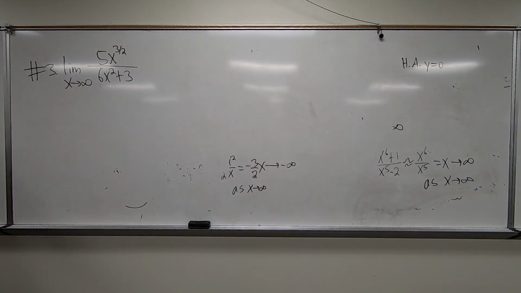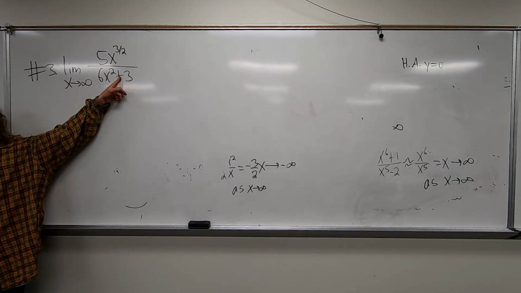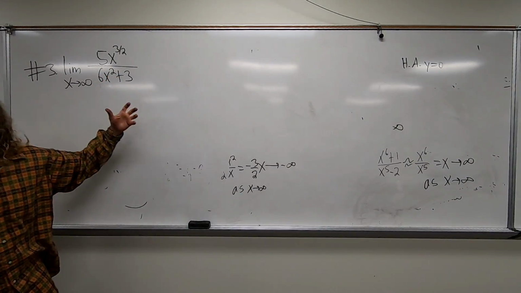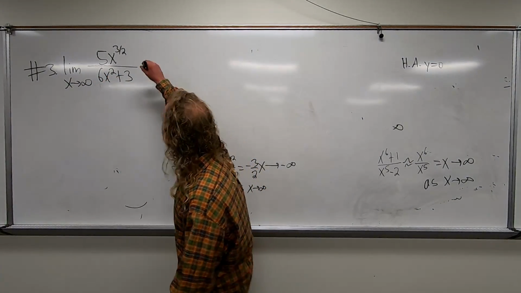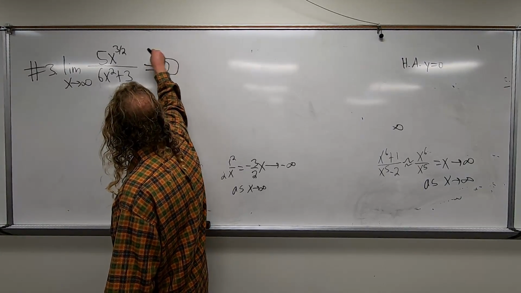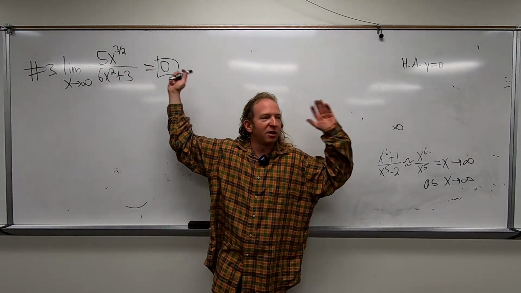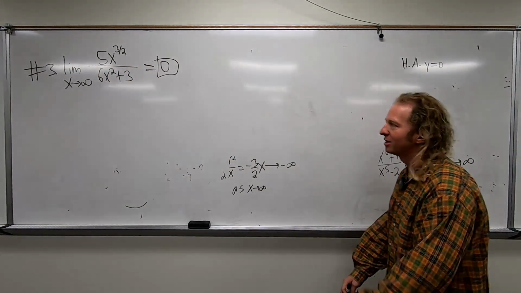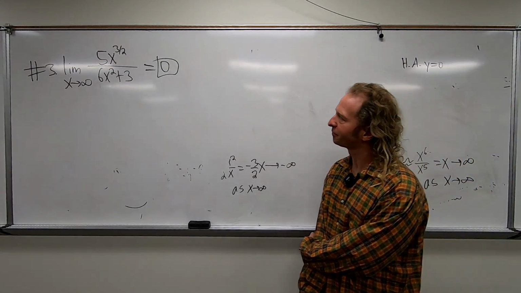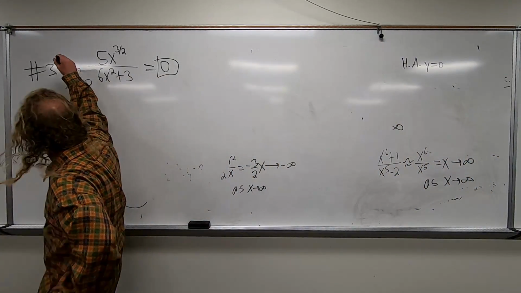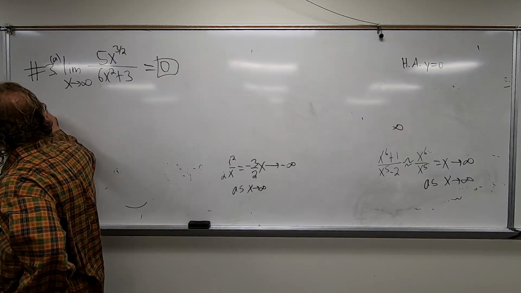So 2 is 4 over 2. So the bottom is bigger in this case. 0. Piece of cake. Whenever the degree is bigger on the bottom, you get 0 as the answer. Really nice. That's part A. Let's do B.